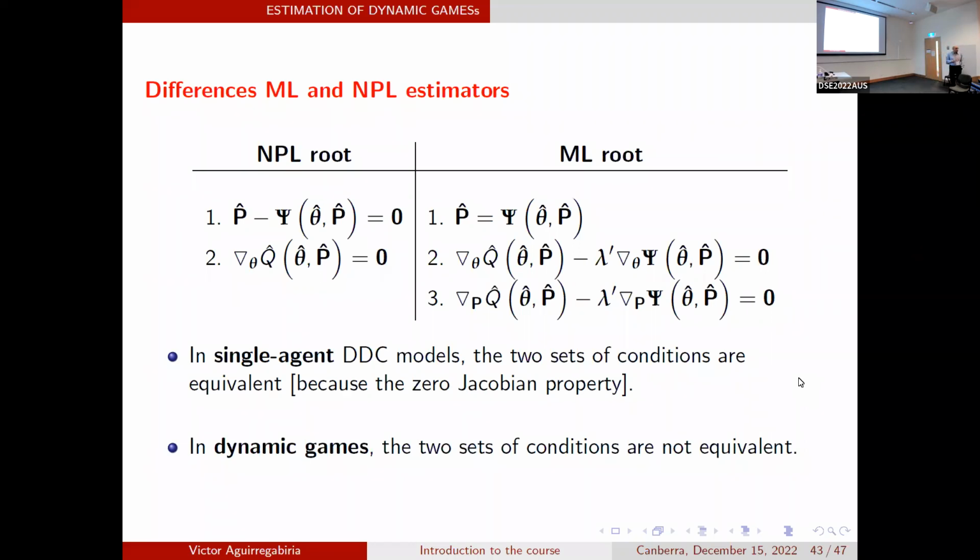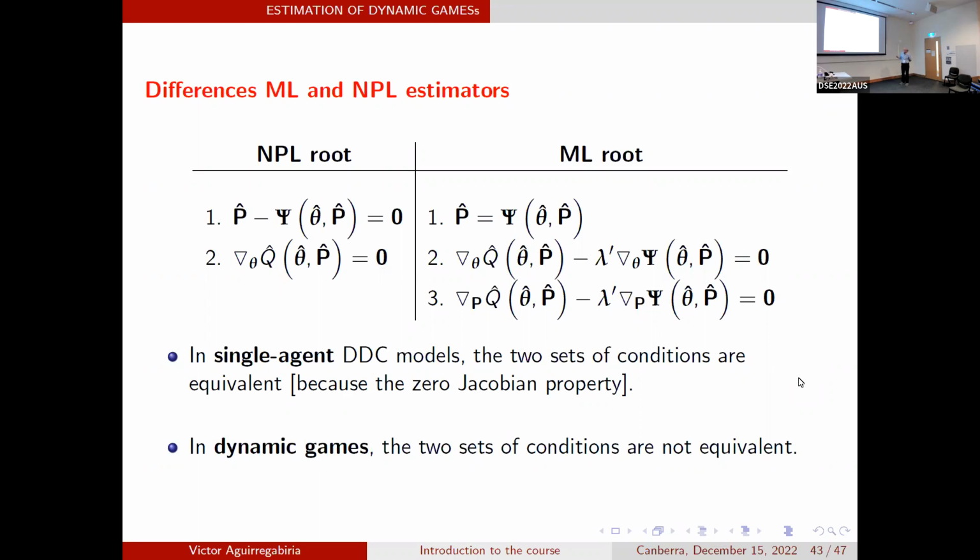Now, it has two implications. Definitely, now we are not going to have efficiency, because the NPL estimator is not using the moment conditions in 3. We can see all these conditions as a set of moment conditions to obtain our estimator. The NPL estimator is not using these conditions at all. Without the zero Jacobian property, that will imply a loss of asymptotic efficiency, for sure.